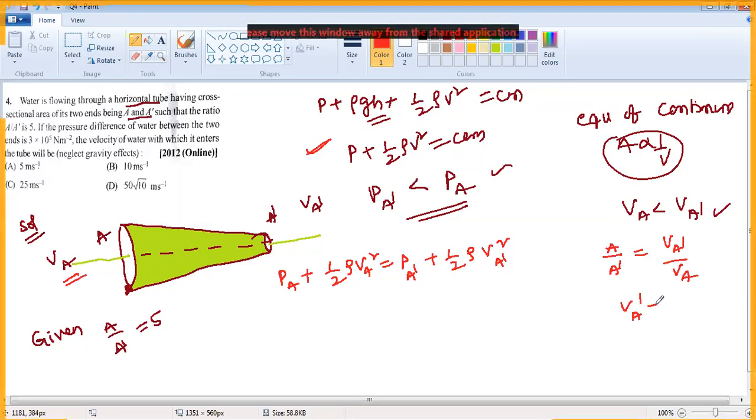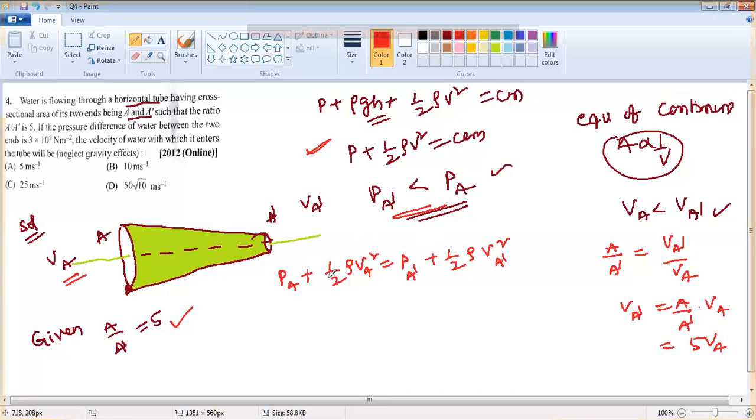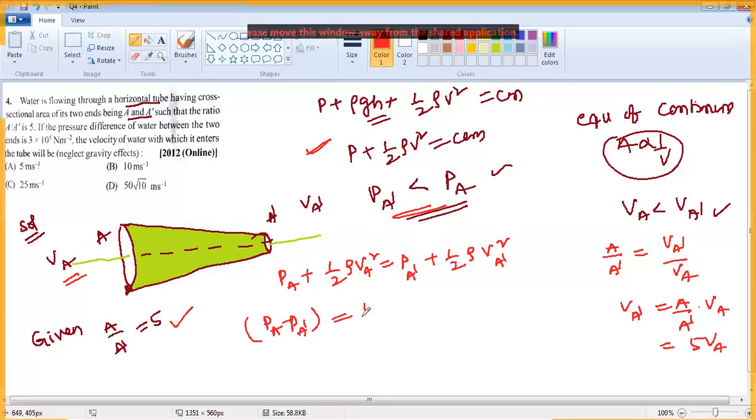So VA dash equals A by A dash into VA. He gave A by A dash equal to 5, so that is 5 VA. Now come to the relation. PA dash is less than PA, so bring PA dash to this side. PA minus PA dash equals 1 by 2 into rho into VA dash square, and VA dash is 5 VA, so that is 25 VA square minus VA square. Am I clear? Yes, sir.